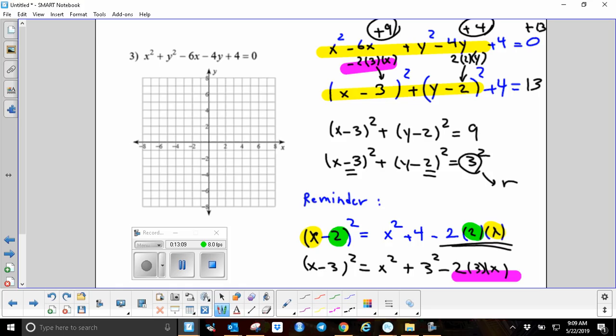3 and 2. 3 and 2 is your center. Remember, this is part of the formula where you're looking at it. And from there, you need to move 1, 2, 3. 1, 2, 3. Right? That's your, wow, that's a perfect circle.